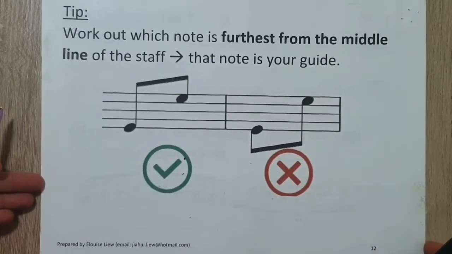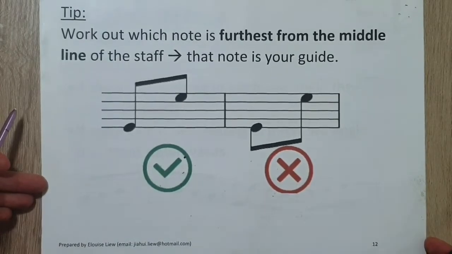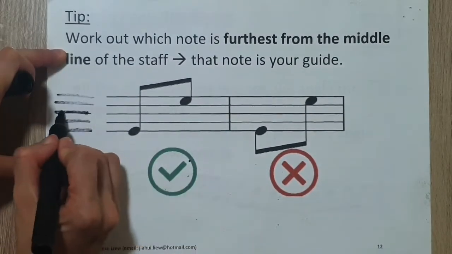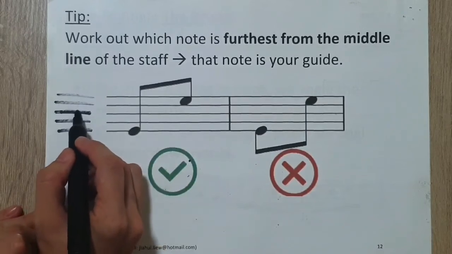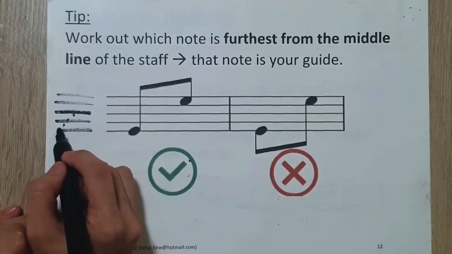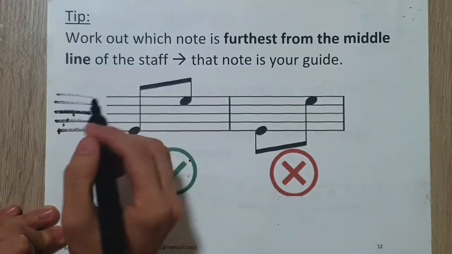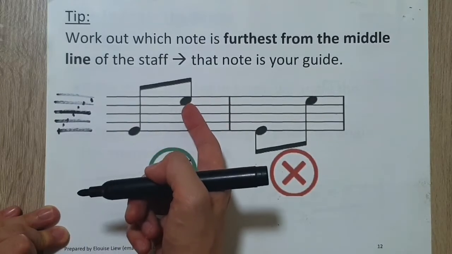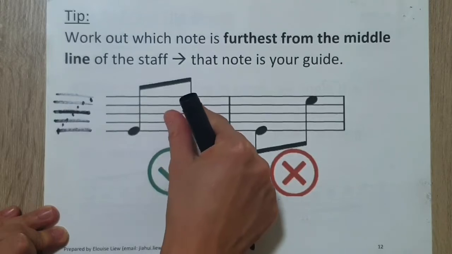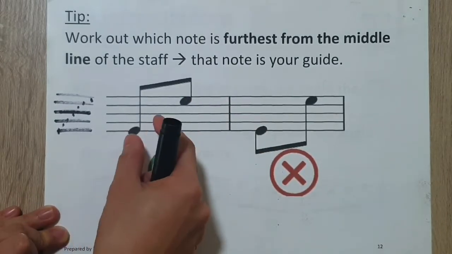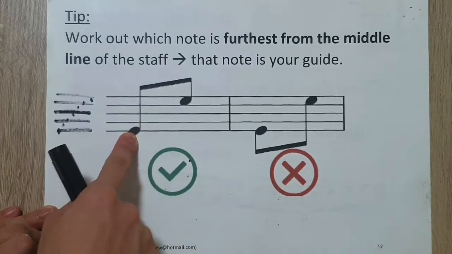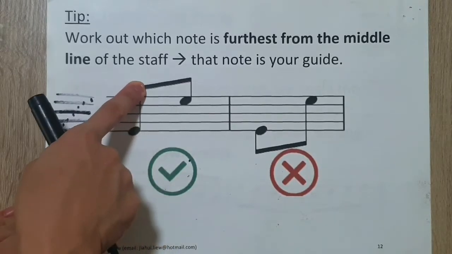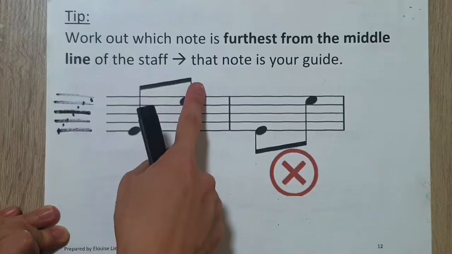Here comes the tip. Work out which note is furthest from the middle line of the staff. That note is your guide. Correct. And this way is wrong. The middle line, so you just need to count. For example, from here, you go down 1, 2, 3, 4 to reach this note. If you go up, you go 1, 2, 3 to reach this note. So from the middle line, this note is 3 steps apart, whereas this note is 4 steps apart. So this note is furthest away from the middle line. Hence, we will follow this stem, which is pointing outward. So this note has to follow the same direction, pointing up, right?